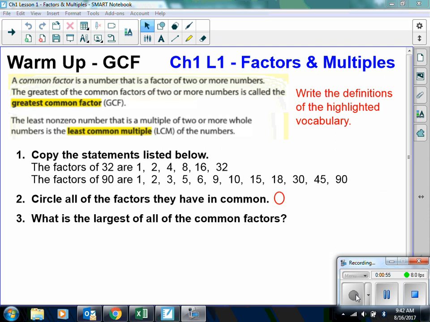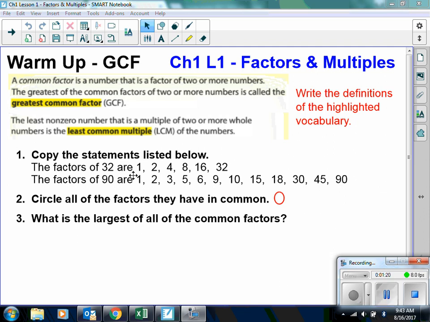Now, do you guys know the difference between factors and multiples? Okay, so a factor is a number, like the numbers that you multiply to get another number. So, for example, 2 times 3 is equal to 6, right? So 2 and 3 are factors of 6. Does that make sense? All right, very good.